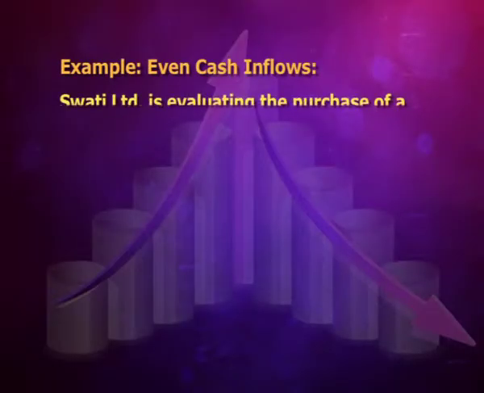In case of standalone projects, accept a project only if its NPV is positive, reject it if its NPV is negative, and stay indifferent between accepting or rejecting if NPV is 0. In case of mutually exclusive projects, that is competing projects, accept the project with higher NPV. Let's understand this important concept with examples.